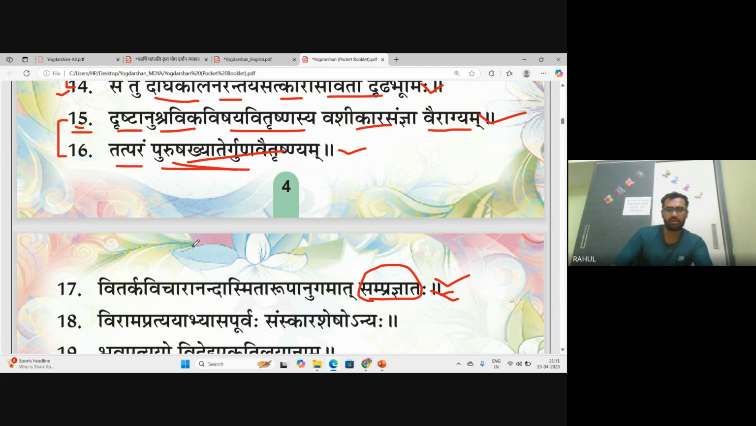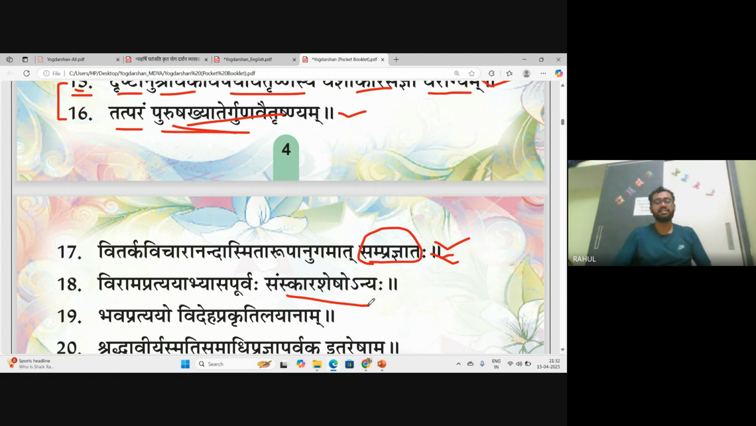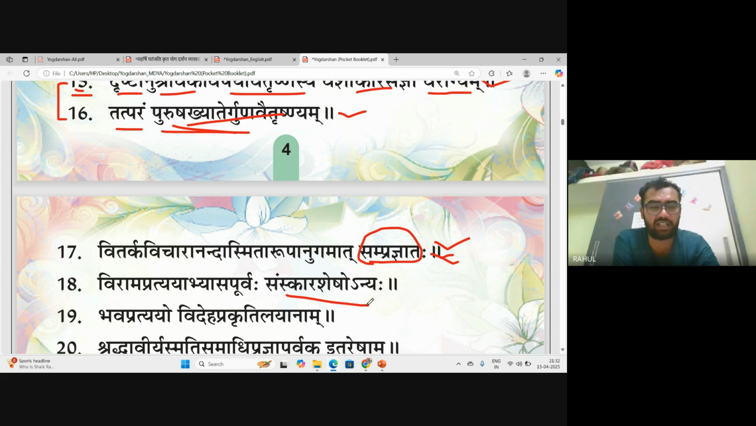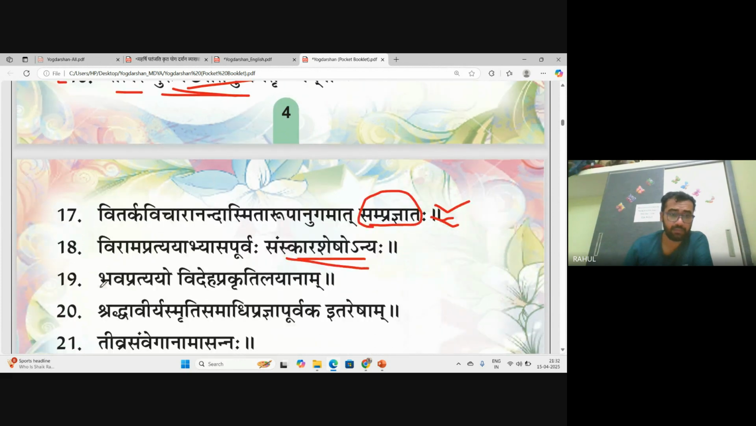Then he will get the next stage, which is about the Virama Pratyaya. Just the sanskaras are pending. Just remember Sutra number 15, the last second Sutra: Tajjaya sanskarayo and sanskar pratibandhana. It is about that. Just the sanskaras are pending. If we are able to overcome the sanskaras, we will get the moksha.